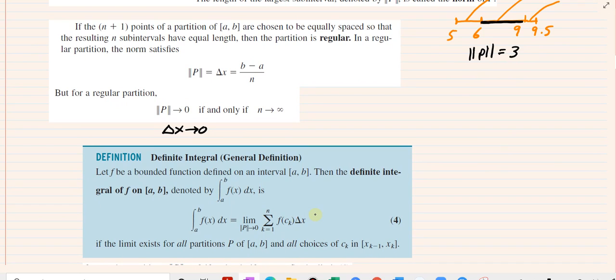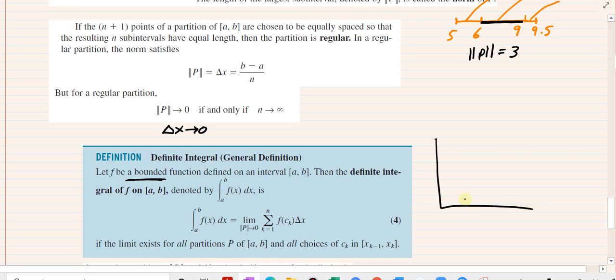So for now we are assuming we have a regular partition in this definition. This is a more general definition of the limit of Riemann sum, of the definite integral. Notice f is a bounded function. A bounded function, we already saw an example of it.